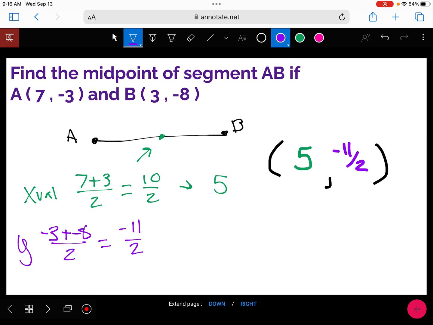-11 over 2. Why did you change the -3 to a positive 3, but you didn't change the -3? I didn't change the positive 3 to a -3. I took the x values and the y values. Alright. I know. I thought. Yeah.